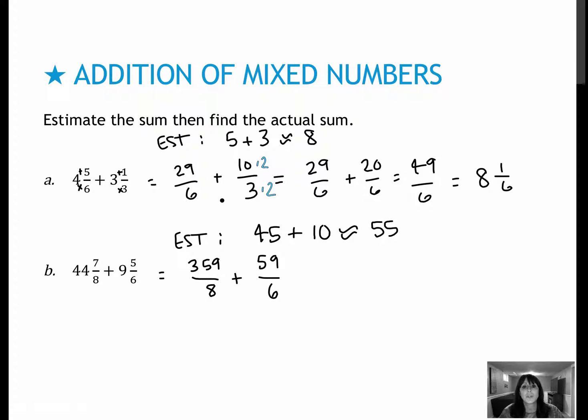So the first thing I'm going to do, and I've already done, is I have turned 44 and 7/8 into an improper fraction and 9 and 5/6 into an improper fraction. I need for these to now have a common denominator, so I look at 8 and 6 and decide that they should be 24. So that means I'm going to multiply the top and bottom by 3 to make 8 into 24, and the top and bottom times 4 to make 6 into 24.